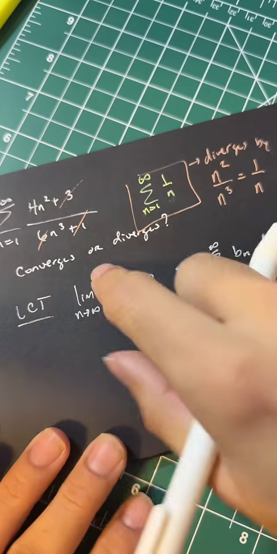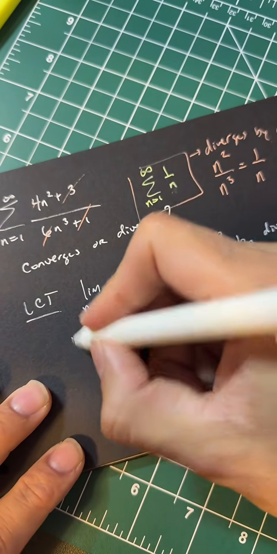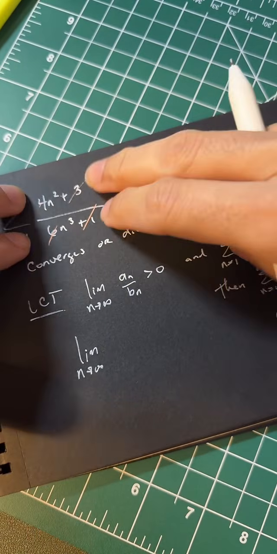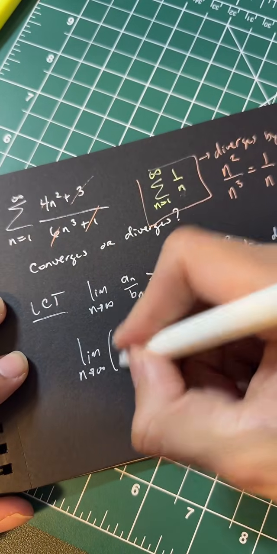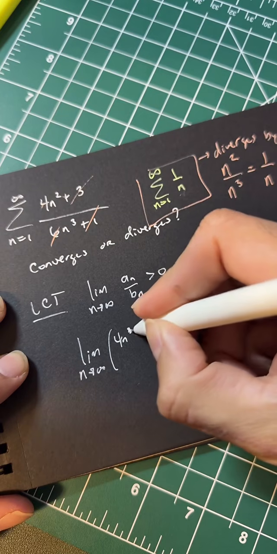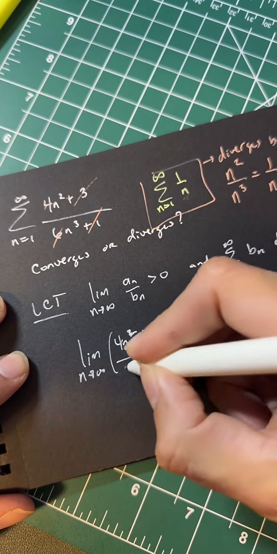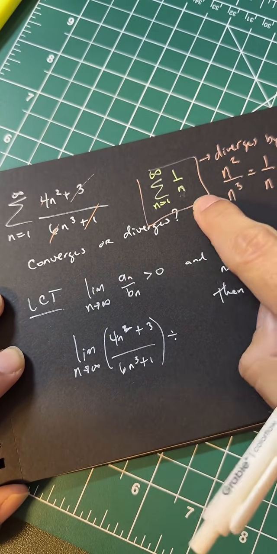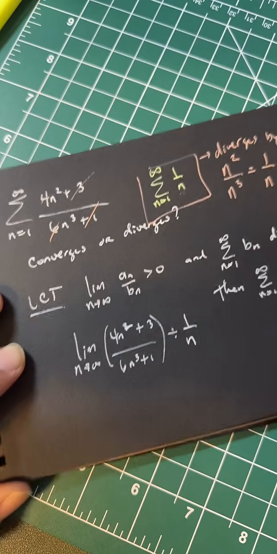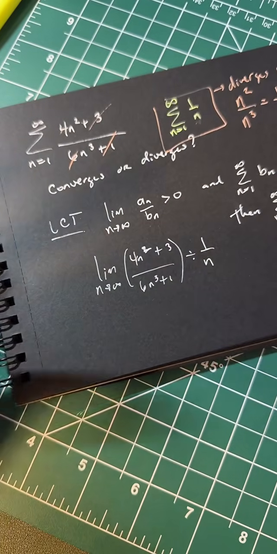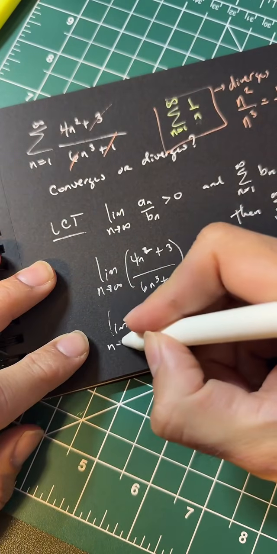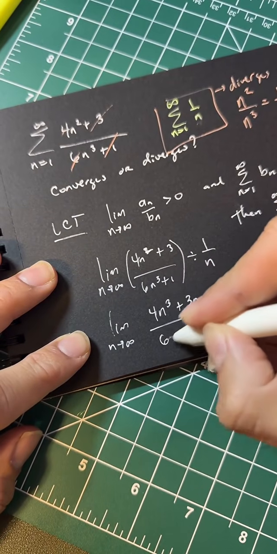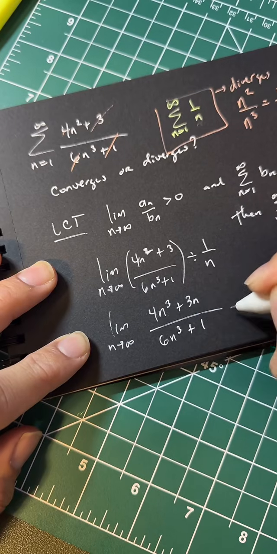And it's really beautiful. These are super easy to do, because now what you do is you take the limit as n approaches infinity of our a sub n term, and our a sub n term is the original one. So think of it as 4n squared plus 3 over 6n cubed plus 1, divided by 1 over n. Okay, well, keep, change, flip. Think of your simple fractions. This is the limit as n approaches infinity of 4n cubed plus 3n over 6n cubed plus 1.